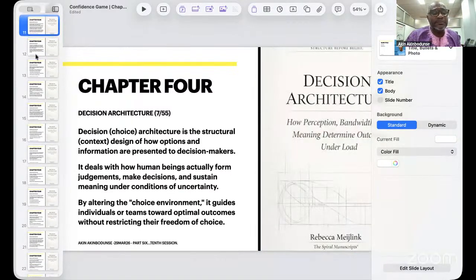Alrighty. So decision or choice architecture is the structural context design of how options and information are presented to decision makers. So it's just the context, the environment, where those options and information are presented, where we get to make the decisions. I gave an example of me going to buy trousers, pants, and the lighting inside the shop is tinkered with, such that everything looks new, looks special, looks shiny, but it's not the real view, right?